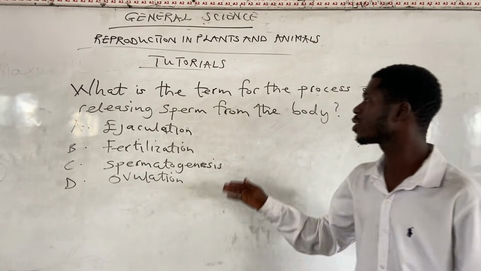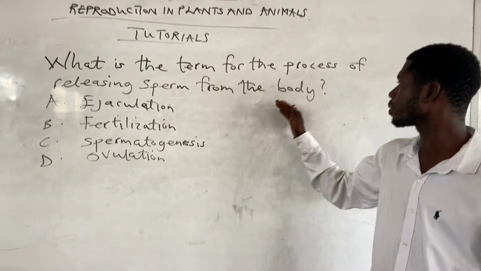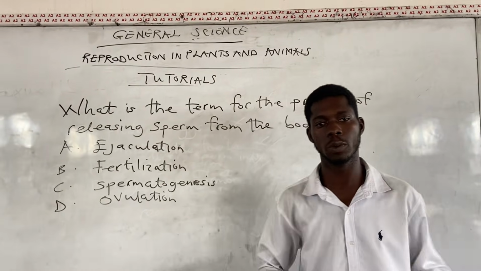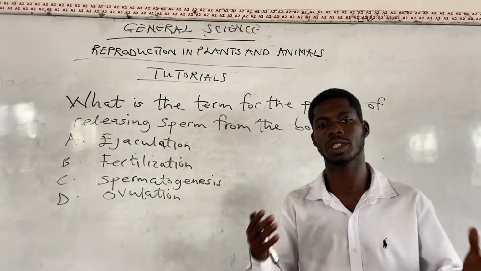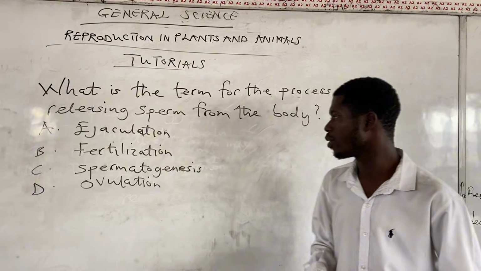Thank you. So this is the last question for our tutorials. Okay, so it says, what is the term for the process of releasing sperm from the body? Yes, so during sexual intercourse, sperm is released into the vagina. So what is the term for it?